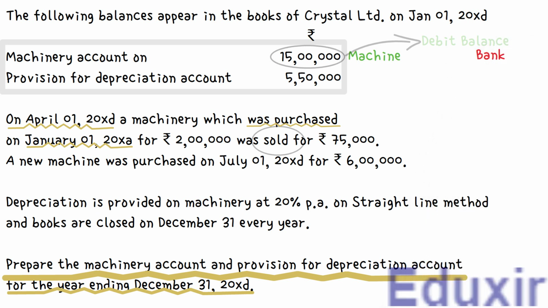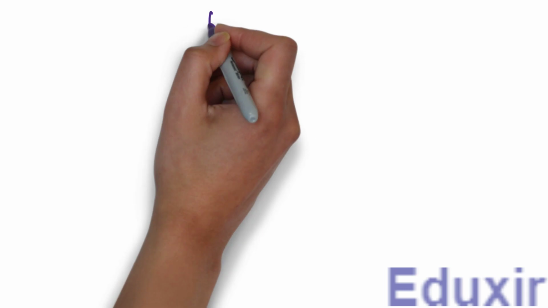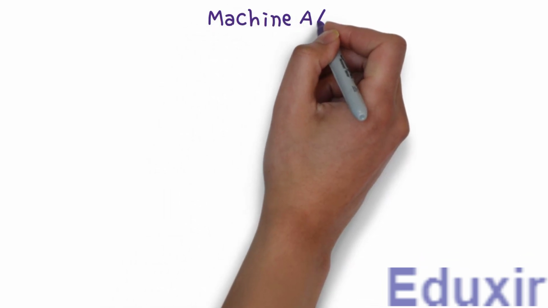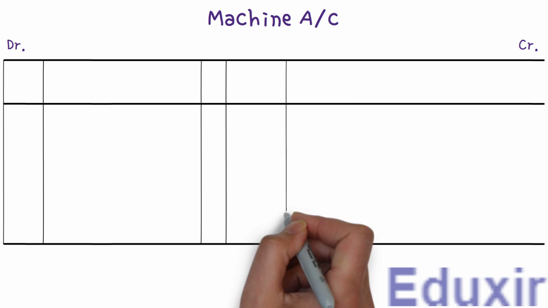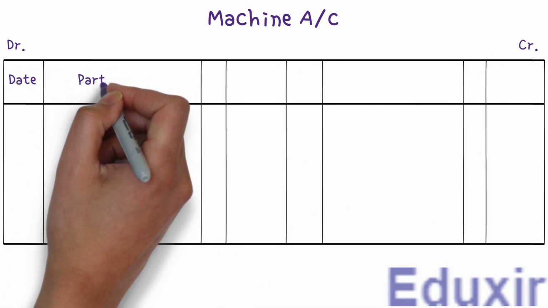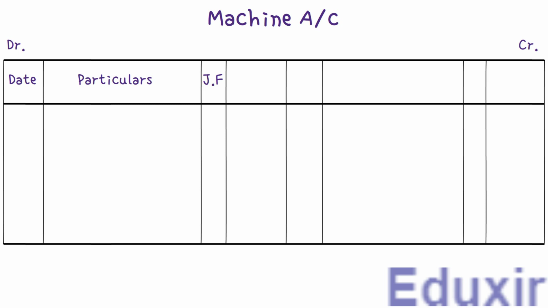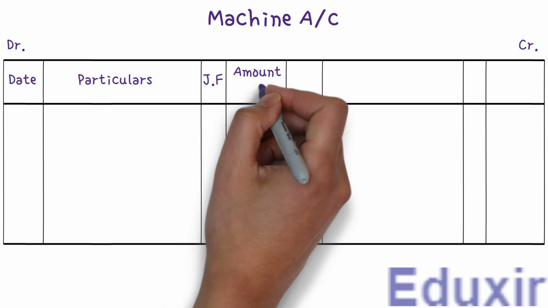Also, as there are not many transactions in the problem, let's not prepare the journal book and post these transactions directly to the corresponding ledger accounts. So let's post this balance related entry on the debit side of the machine account. Let's first create the format for the machine account as it is not yet created. Let's first write the title as machine account. Let's then write the headers DR and CR to designate the debit and credit sides respectively. Let's now have the individual columns for date, particulars, journal folio, and amount in rupees on both the debit and credit sides.